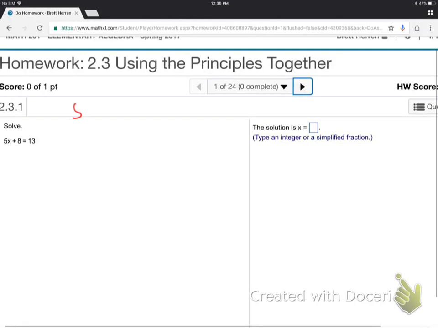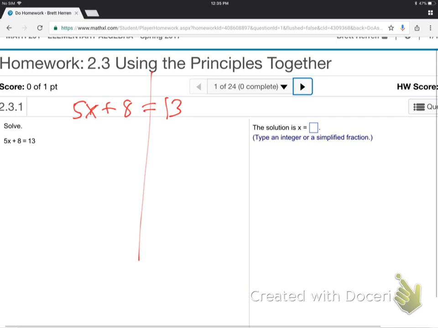Let's try that one. So 5x plus 8 is 13. So there's the wall. X is saying I want to be alone. So now in this section, we're going to have to do more than one step. These problems are going to be larger ones where you don't just do one step like we did in the last two sections. You're going to take more than one step. So X is over there saying I want to be alone. So what should you do to get X alone?